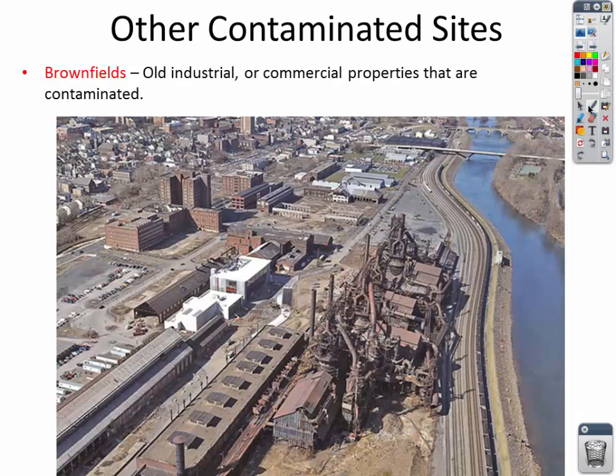There's a second type of site you need to be aware of, and that's a brownfield. A brownfield is simply an old industrial complex like Bethlehem Steel. This is the picture you're looking at. That industrial site is now closed, and the property, which is contaminated, wants to be redeveloped. That's a brownfield.